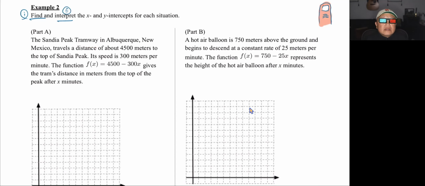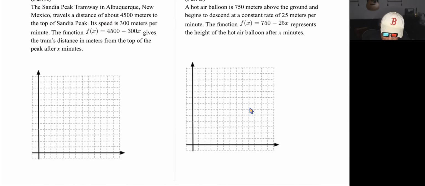Okay. And the function is the distance of the tram from the top, right? So 4,500 minus 300x, where x is in terms of minutes, right? And yeah, there it is. So what do we need to do? We need to find the x and y intercepts. Okay, let's do that first. Okay, how do you find the x intercept?